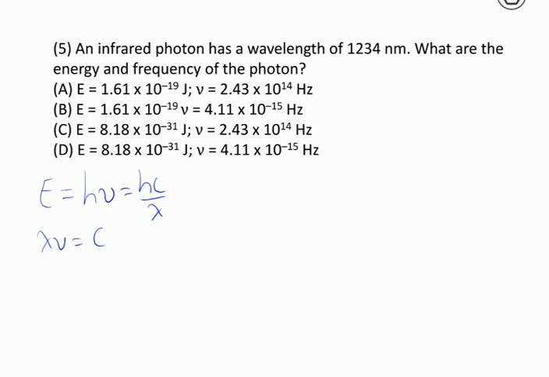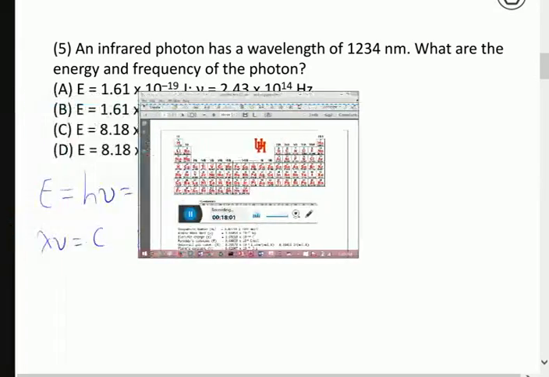So we have these 3 equations that deal with the energy, wavelength, and frequency of light, and we want to make sure we know how to use them and interconvert between those values. So when we do this first one, we have a wavelength of 1234, and we want to know the energy, so we're going to plug that into the energy equation, which is hc over lambda. So h and c are constants. They're on the periodic table, so I'll show you those.